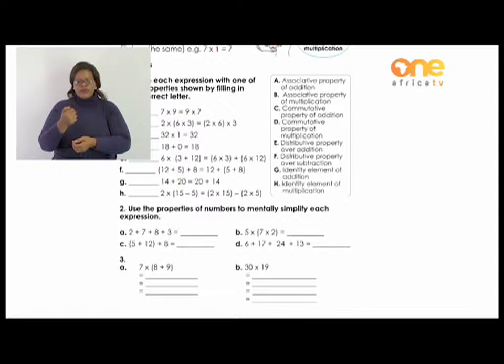Go to number 2. Use the properties of numbers to mentally simplify each expression. What we are going to do here is, you don't need to show me your work. You have to do it in your head. For example, we have A. I think I have done A on the chalkboard. So what must you do there? So that you can just give the final answer.